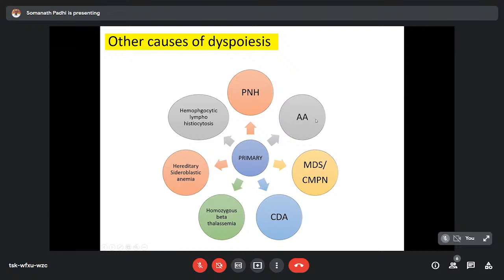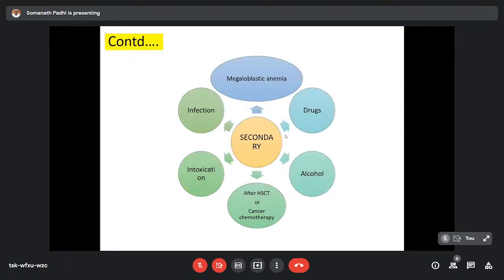where the erythroid lineage, specifically in aplastic anemias, the residual lineage which is left in the bone marrow, very commonly displays dysplastic morphology. Also, another group, relatively more common but somewhat treatable, is megaloblastic anemia. We all know that megaloblastic anemia is a classical example of acquired myelodysplasia, which is treatable. Nutritional causes, infections: any infection can lead to infection-related myelodysplasia. Intoxications, alcohol, drugs, and also hematopoietic stem cell transplantation or cancer chemotherapy.